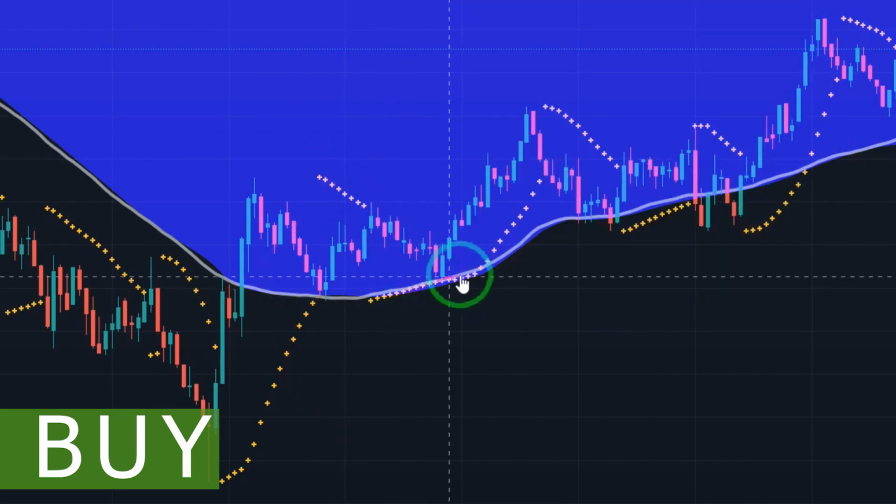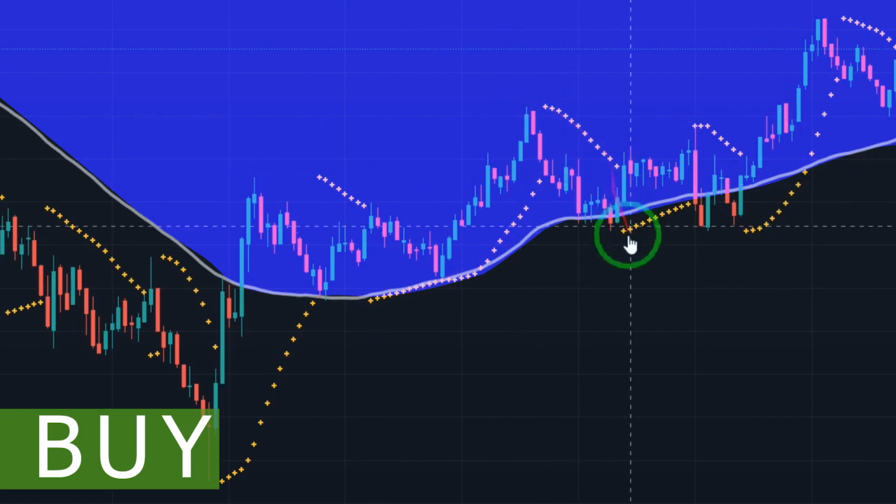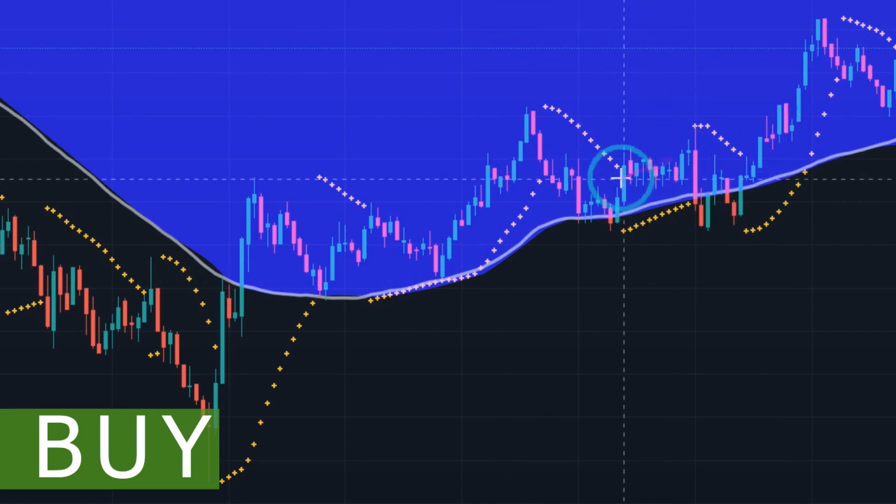A few minutes later, we have a new trading position again, which will be closed with a profit. This strategy gives you many opportunities with a high probability of success.